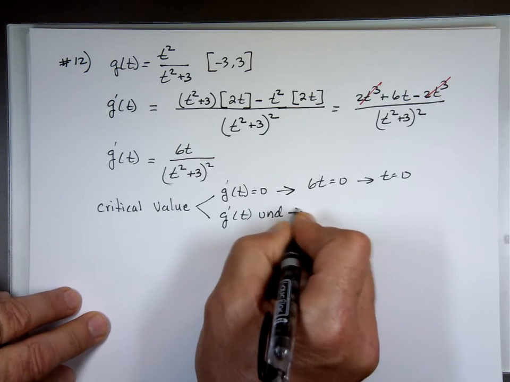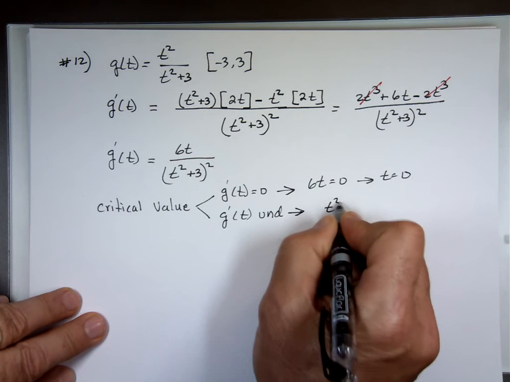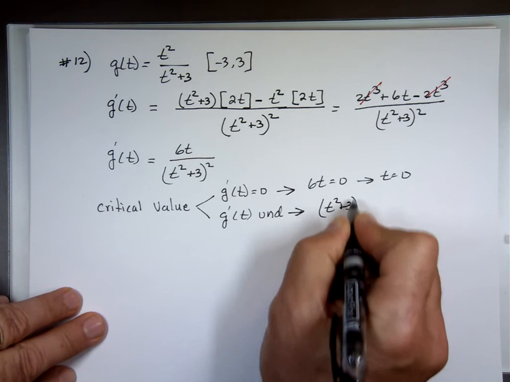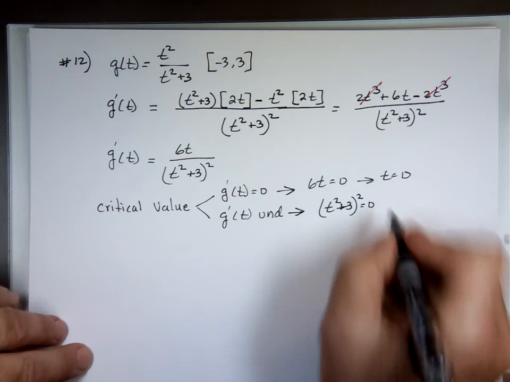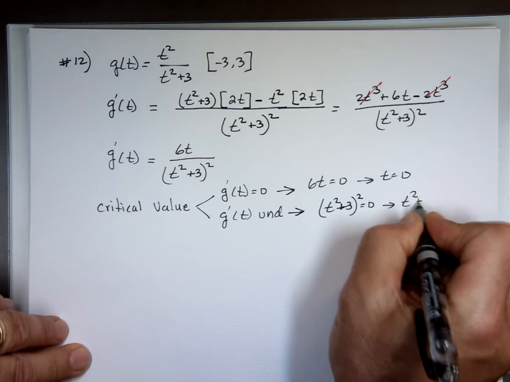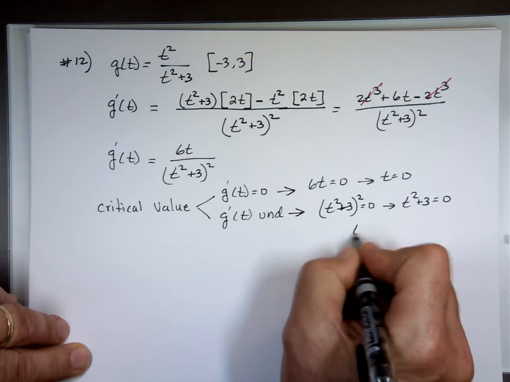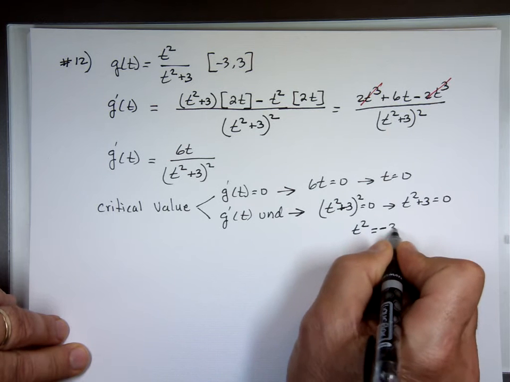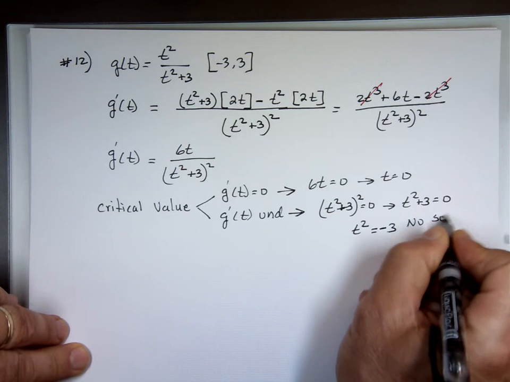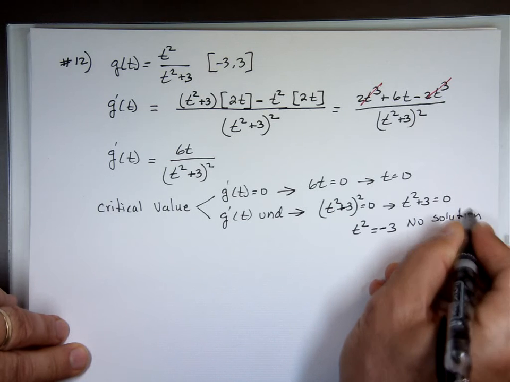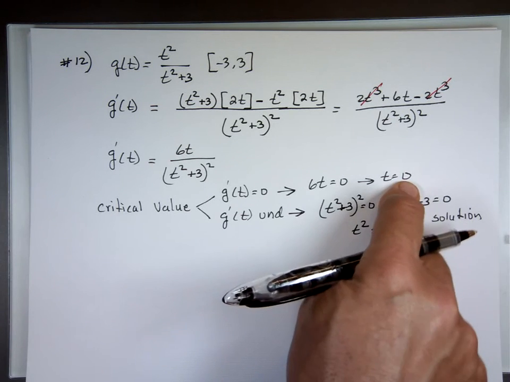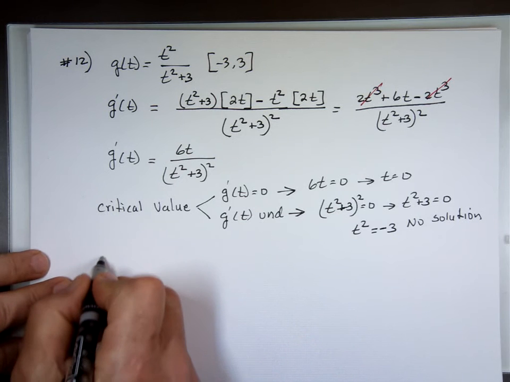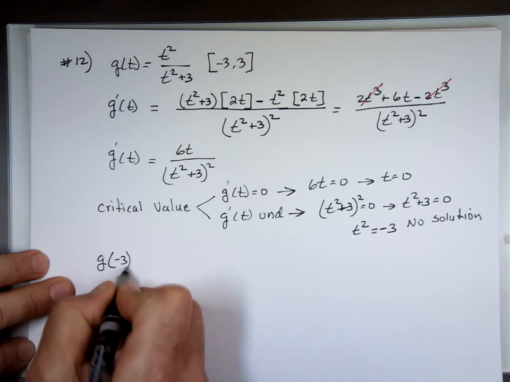Undefined, that means the bottom is 0. Take the square root of both sides. T squared plus 3 equals 0, or t squared equals negative 3. No solution. There is no way you take a number and square it and the result is negative. No way. So I don't have a point here. So I only have the 0. So there's 3 values to test: the 0, the negative 3, and the 3.